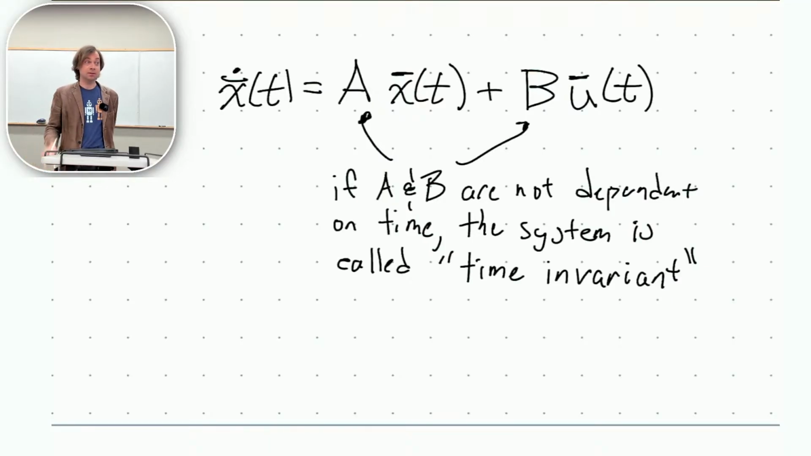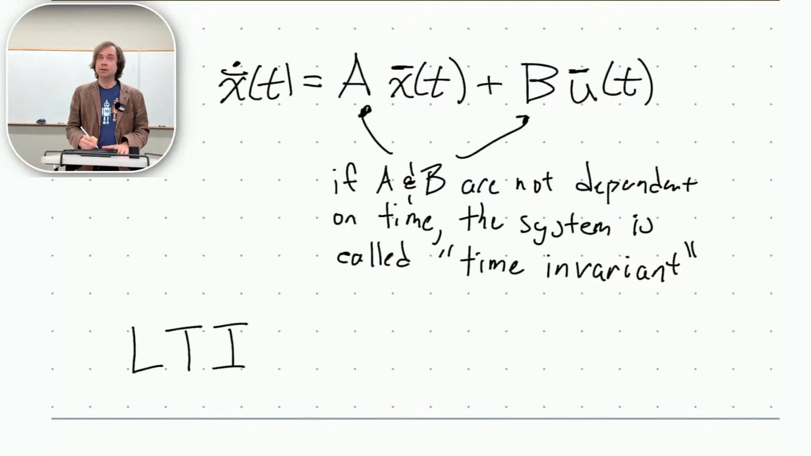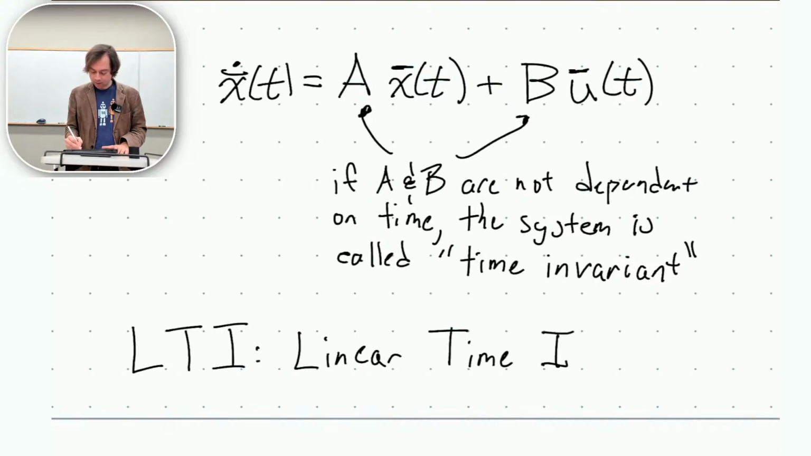That's right. Okay. So if a system is linear and time invariant, it has a very important acronym called LTI. Stands for linear and time invariant.